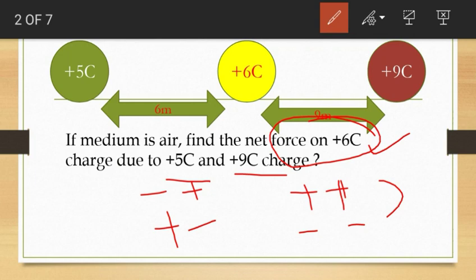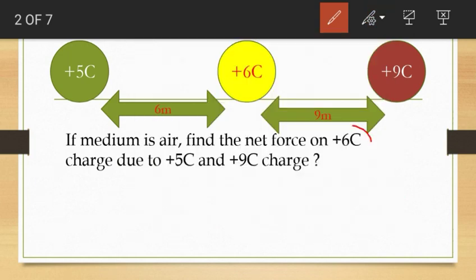So the question is to find the force on the 6 coulomb charge due to the 5 coulomb charge and the 9 coulomb charge. That means the force on the 6 coulomb charge is from two sources. One is due to the 5 coulomb charge, and another is due to the 9 coulomb charge. I have to find the net force on this body. That means two forces are acting on this body, and I have to find the two forces and then vectorially sum them and find the final answer, right? So let's solve this question.